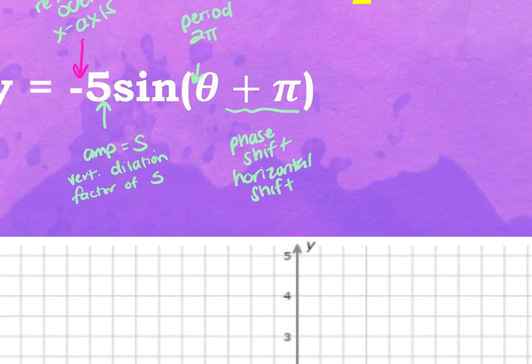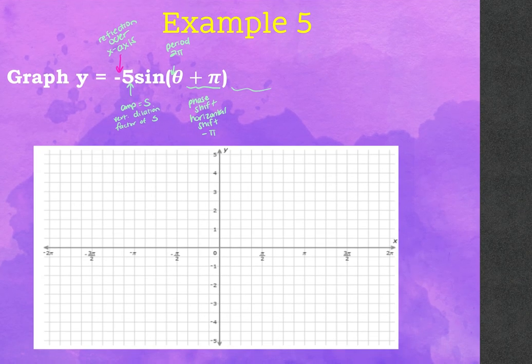Opposite direction, so if it's positive pi, it's actually moving it left pi. If there was something added or subtracted, there'd be a vertical shift, but that's not happening this time. Okay, so now let's think about all these changes. I know this is going to flip in my opposite direction.